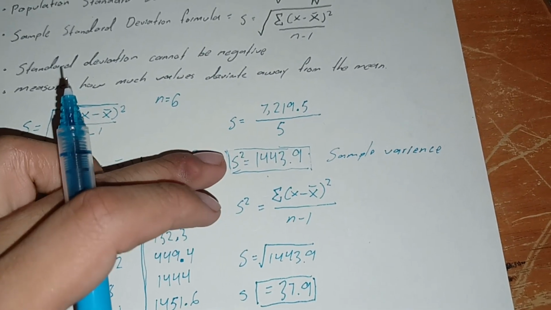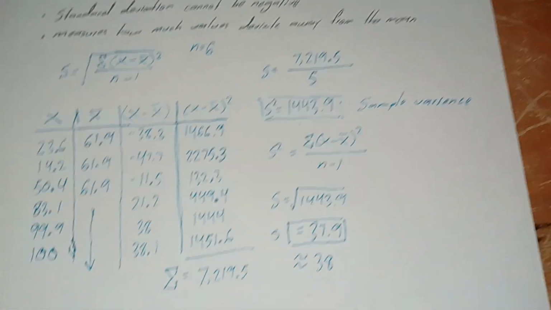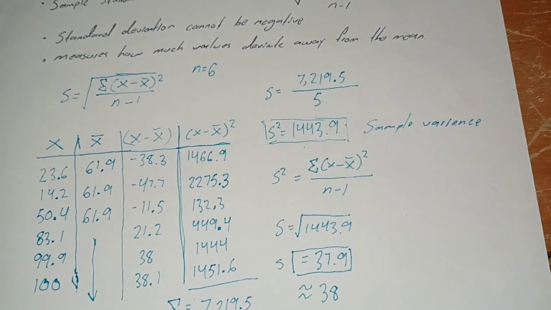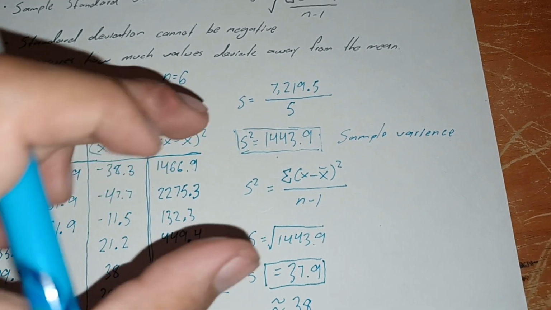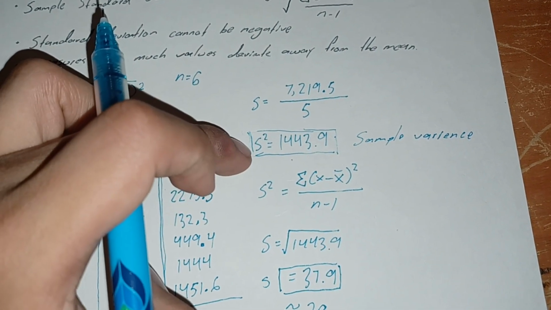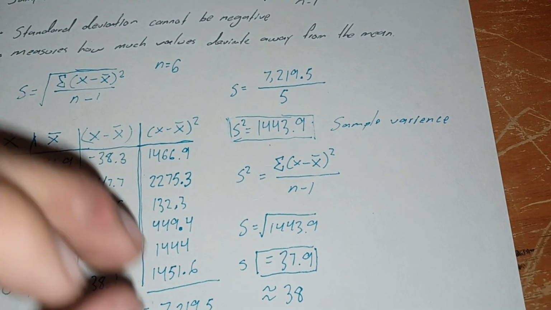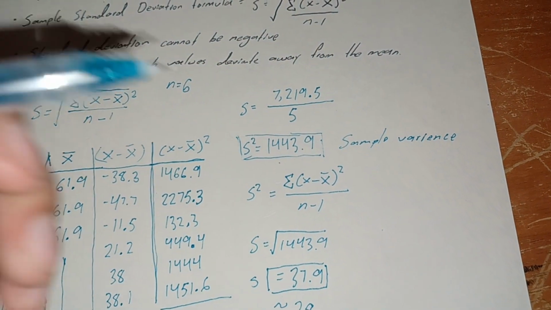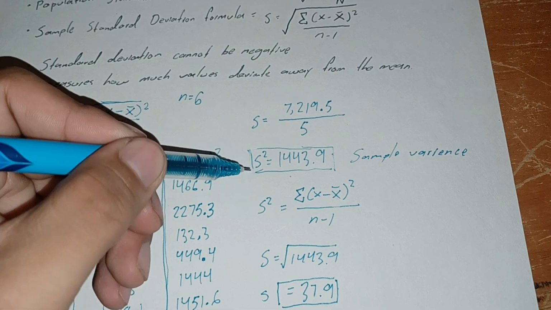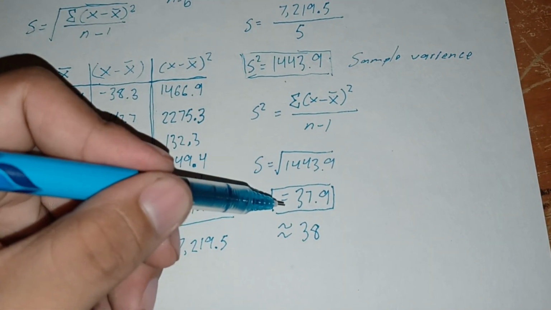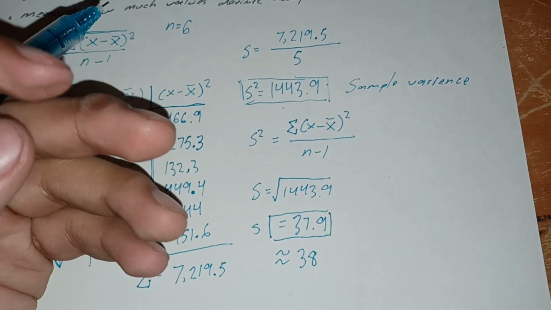Your variance is 1443.9. So this is what I mean by inverses of each other. You can get your variance by squaring this. You can get your sample standard deviation by square rooting this, because they're inverses of each other. So just remember, if you're writing down the variance, make sure to write it down as s squared. When you're writing down the sample standard deviation, make sure to just write it down as s, just like that.